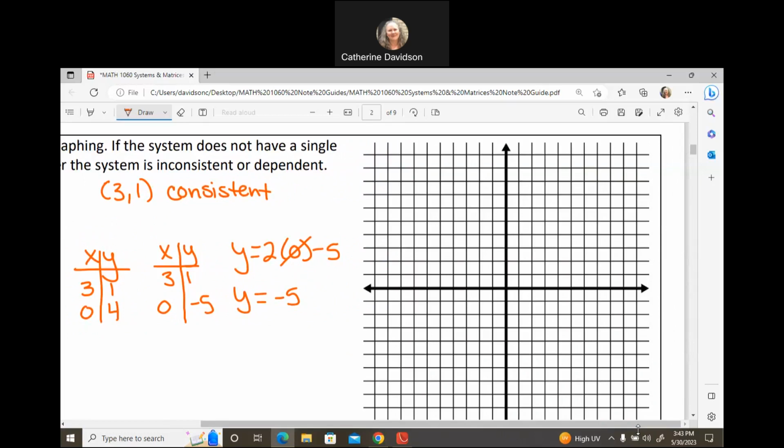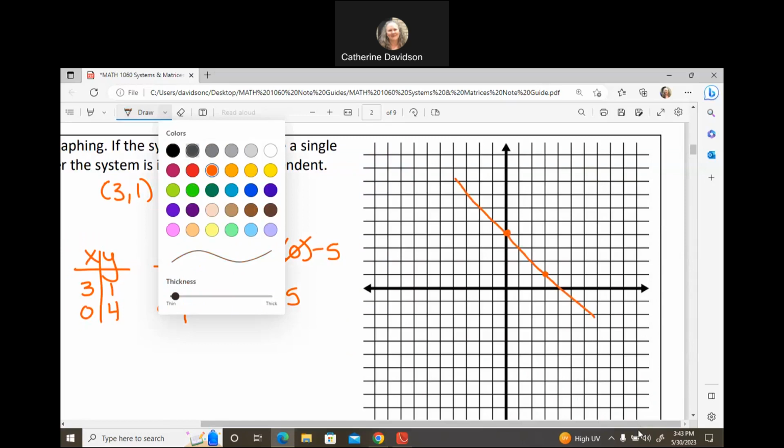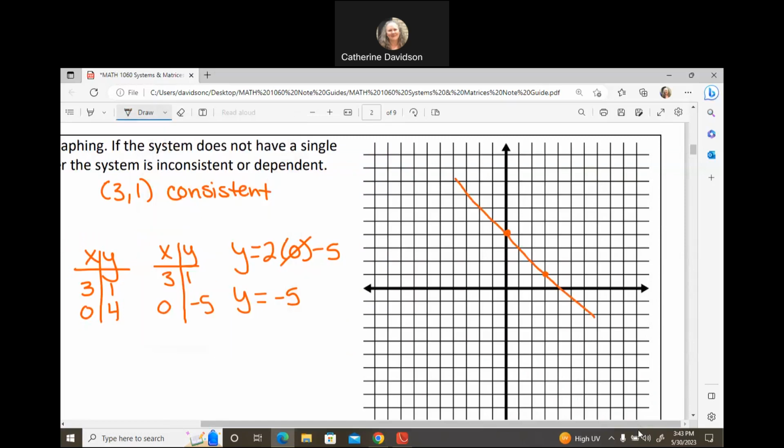Same process again. We go over 3 up 1, over 0 up 4. Our second line, again, we have that point (3, 1) in common. And then you would go over 0 and down 5.